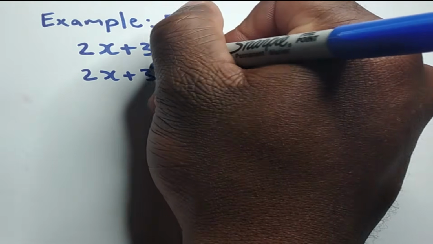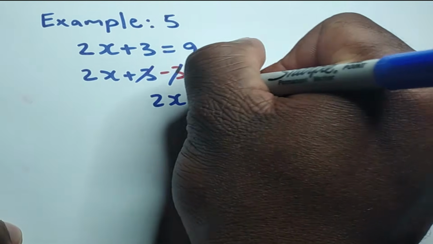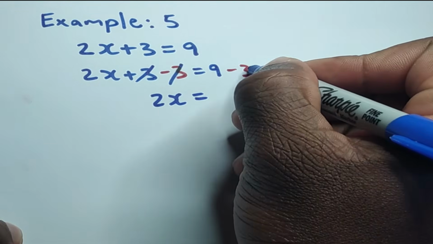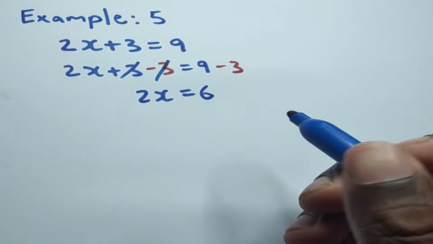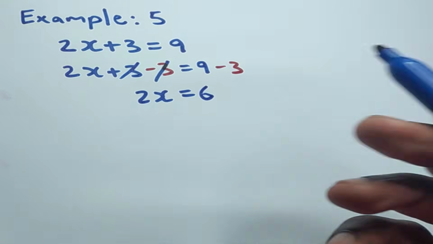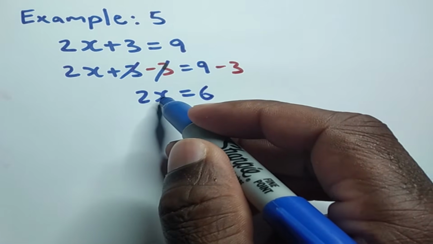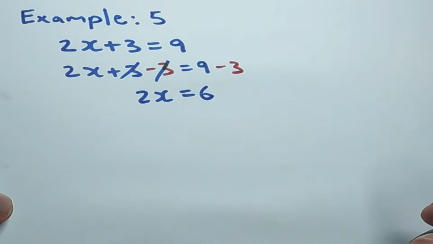Now 3 minus 3, those things will cancel out. And we'll be left with 2x is equal to 9 minus 3. That will give us a 6 right here. And then we end up with a scenario where we can now divide both sides by the coefficient of x, because 2x is the same thing as 2 times x.